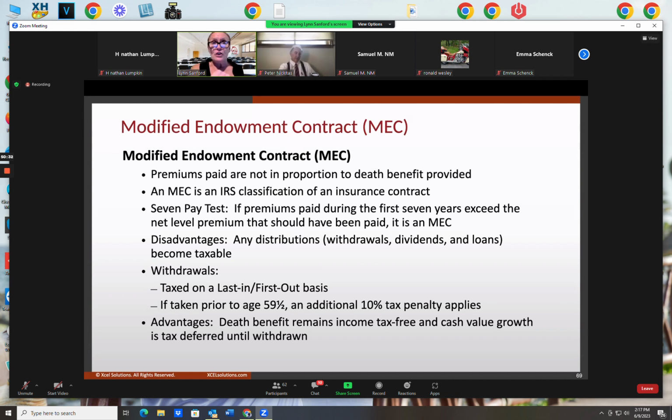You need to go to great pains to make sure they understand not to make the contract a MEC, because then they lose all that beautiful tax-deferred buildup, and it becomes taxable whenever they take any of the money out of a MEC. So modified endowment contracts. Premiums paid are not in proportion to the death benefit provided. In other words, the person overfunded it, put too much money in.